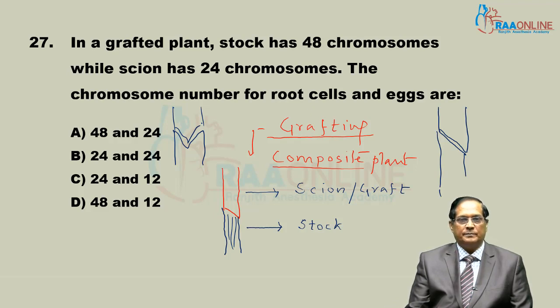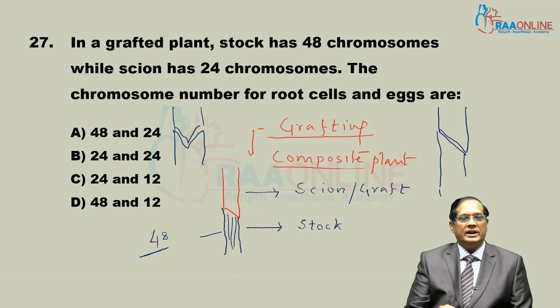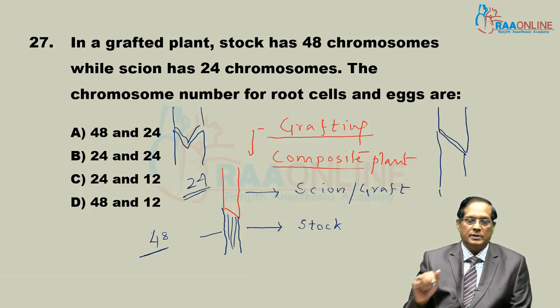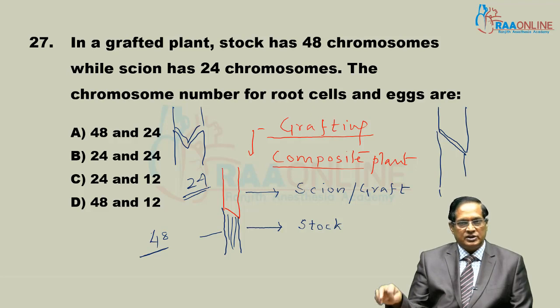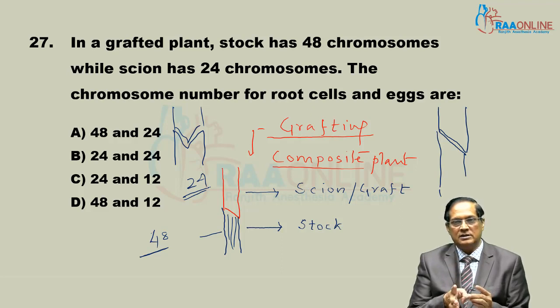Now, in a graft plant, the stalk has 48 chromosomes, that is, this portion has 48 chromosomes, whereas the scion, that is the upper part, has 24 chromosomes. Question: what is the number of chromosomes in root cell and egg?